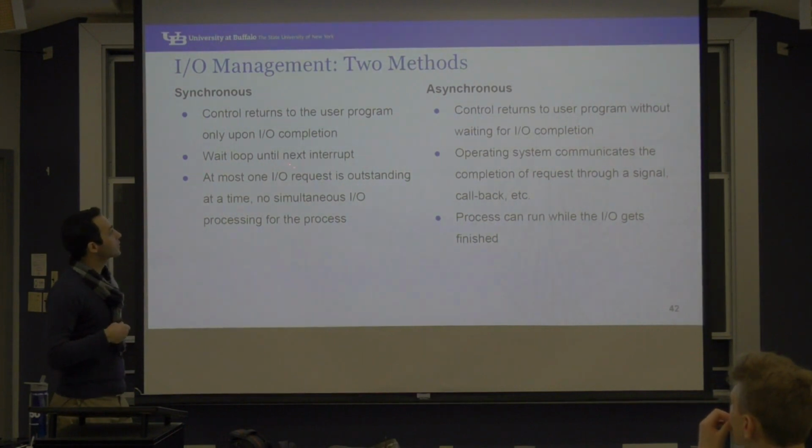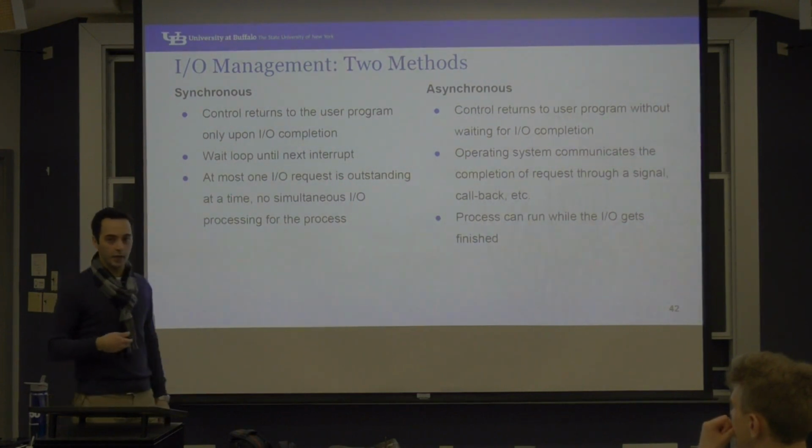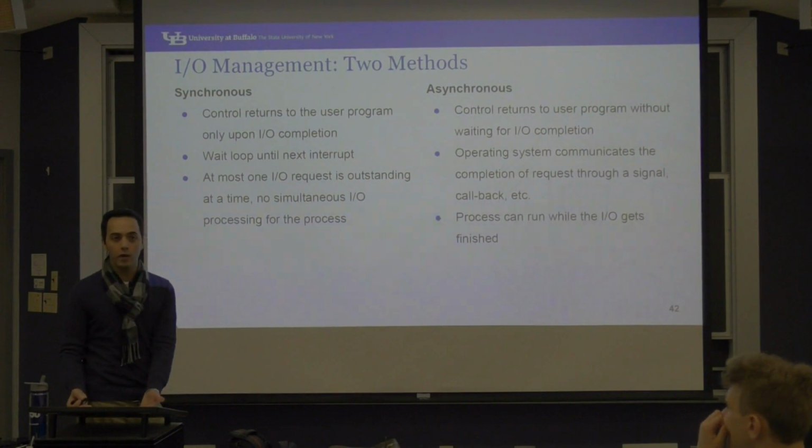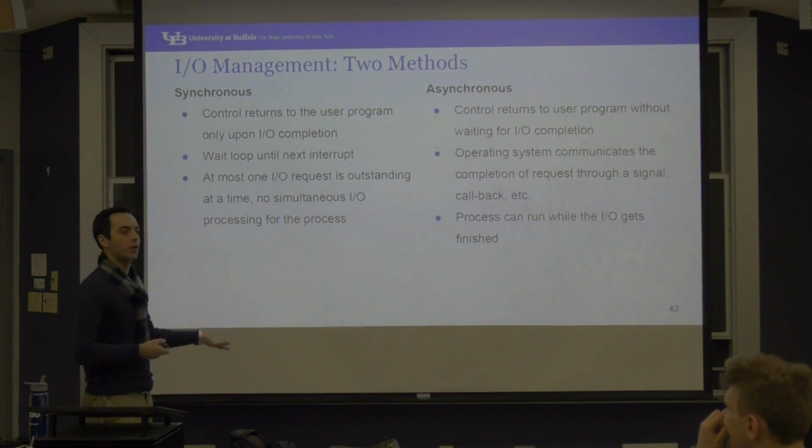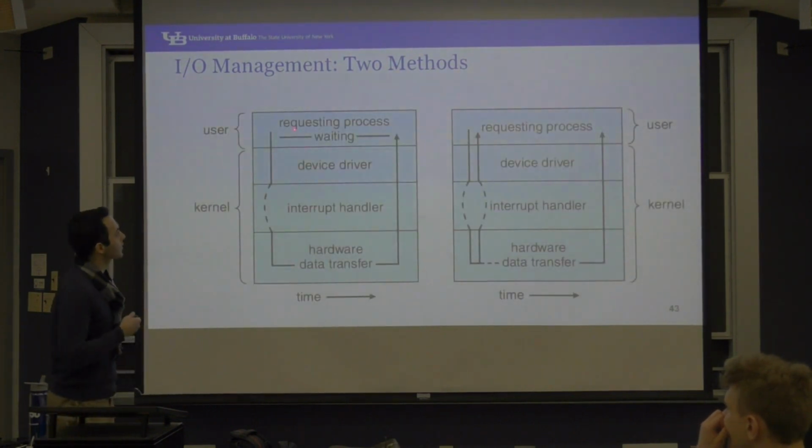It should wait in a loop until the next interrupt. Again, because it's waiting for the hard drive, it should just wait for the hard drive. At most, one I/O request is outstanding at a time. There is no simultaneous I/O processing for the process, because once it is waiting for the hard drive, it cannot at the same time wait for another thing. So this is an image for this. A user requests to use a hardware.